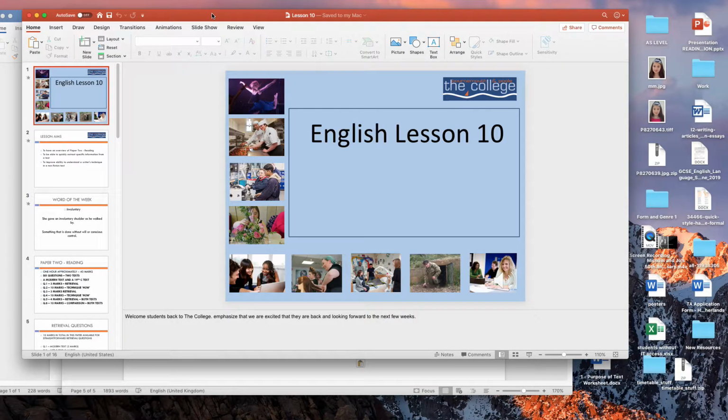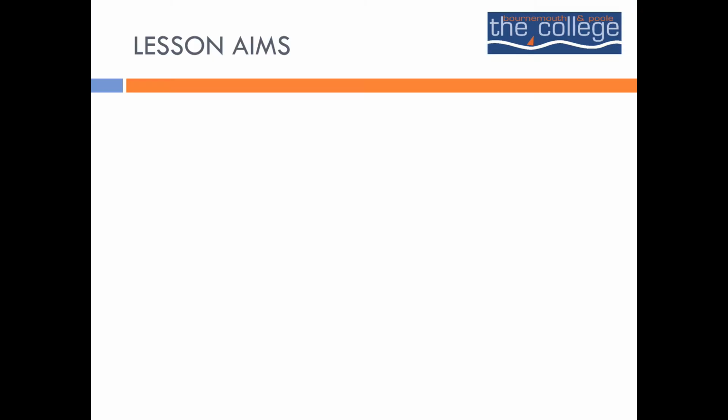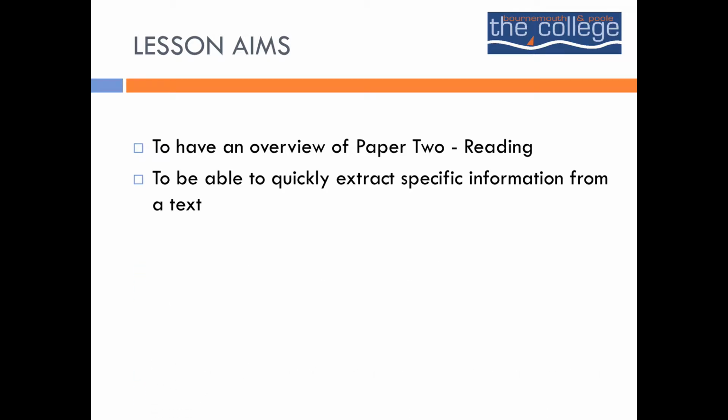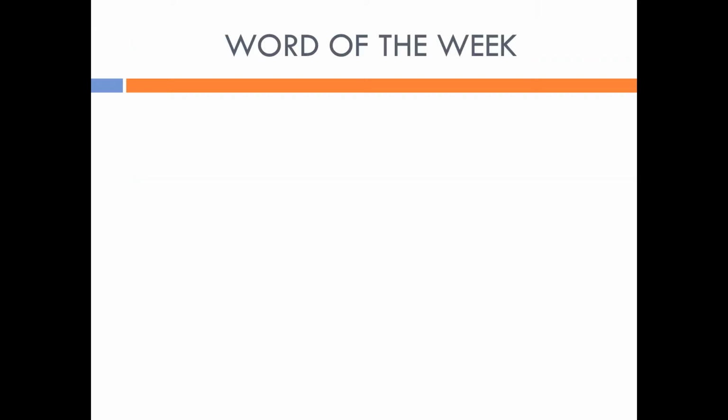So in today's lesson, here are the aims for what we're going to do today. Its main aim is to give you an overview of the Paper 2 reading exam. Over the last few lessons we've been looking at the writing part of Paper 2, so today we're going to start looking at the reading section. I'm going to focus on the ability to quickly extract specific information from a text, and then improve your ability to understand how to recognise a writer's technique in a non-fiction text.